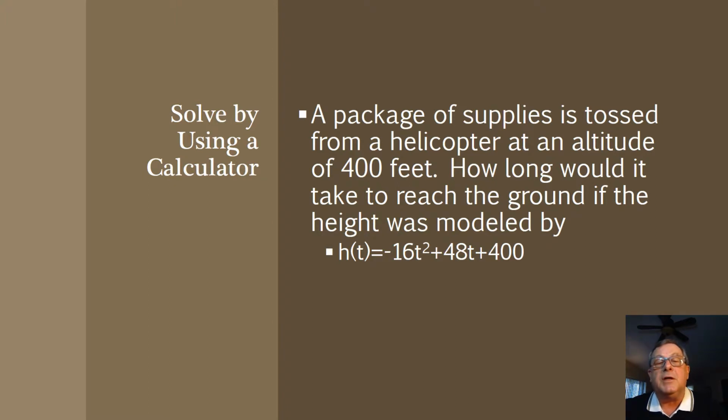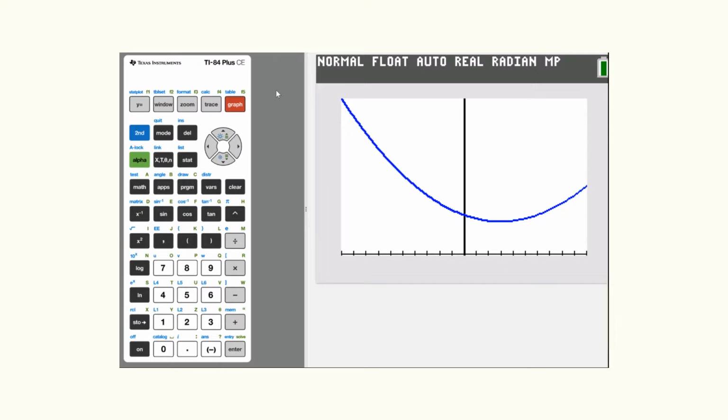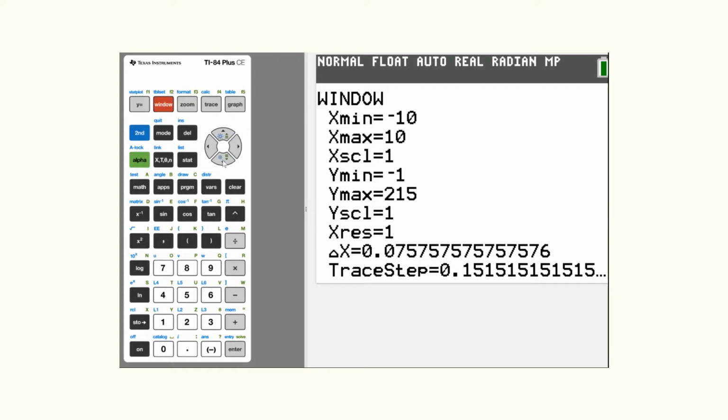Well, let's move over to the calculator and see if we can determine how long it's going to take for this package to reach the ground based on the model that we have here. Okay, so we're going to graph this equation, negative 16t squared plus 48t plus 400. I probably want to make some initial window adjustments. I may have to change it again. I'm going to go back to my standard window to begin with.